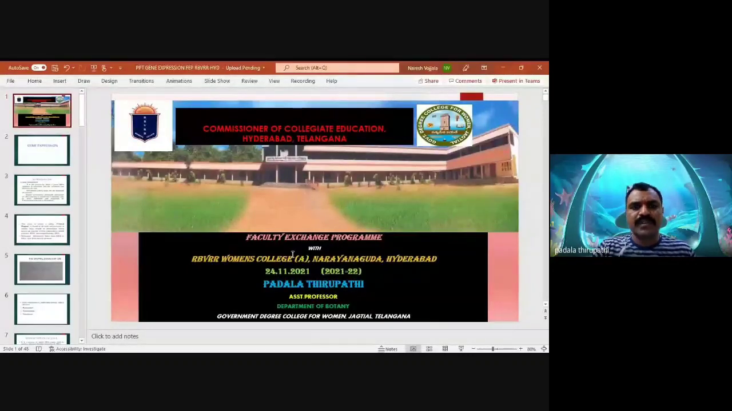Faculty exchange program, we are met here between two prestigious institutions: one is Government Degree College for Women, Jagitial, and the other prestigious institution in the Twin Cities is RBVRR Women's College, Autonomous, Narayanguda, Hyderabad. So this faculty exchange program helps enhance knowledge between these two institutions, for the benefit and welfare of the students.